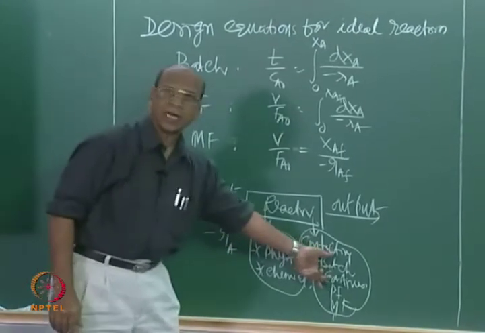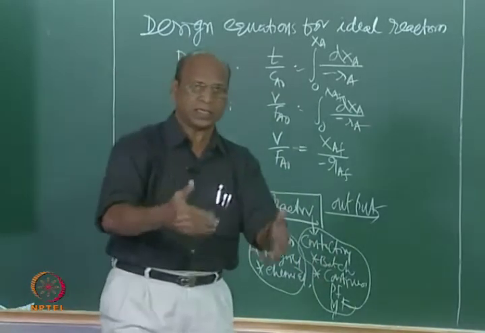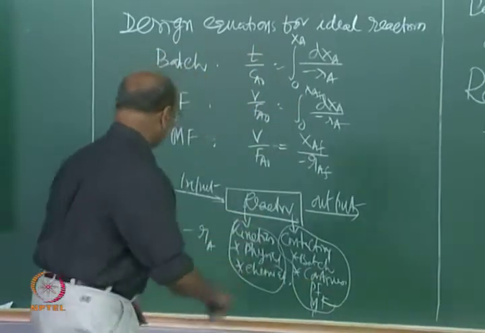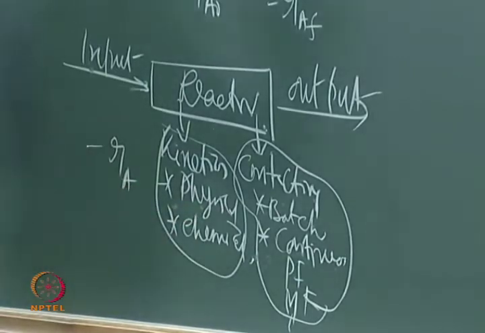The second easiest one is contacting, because you have only three ideal systems, you know now at least. You know under what conditions you choose what reactor. And then the next one is to get the output, which is the kinetics, and kinetics is the most difficult part.